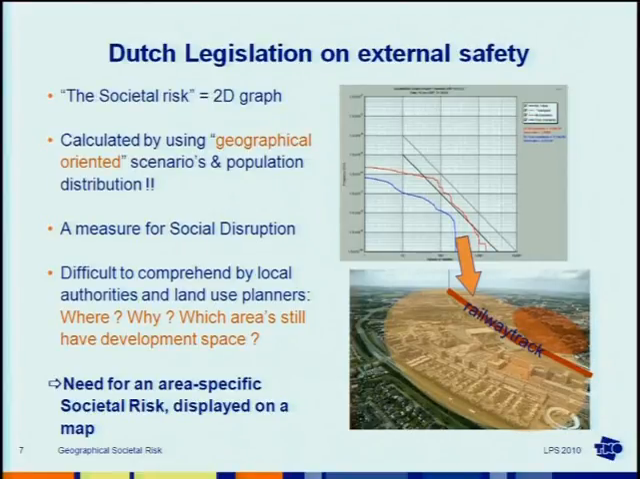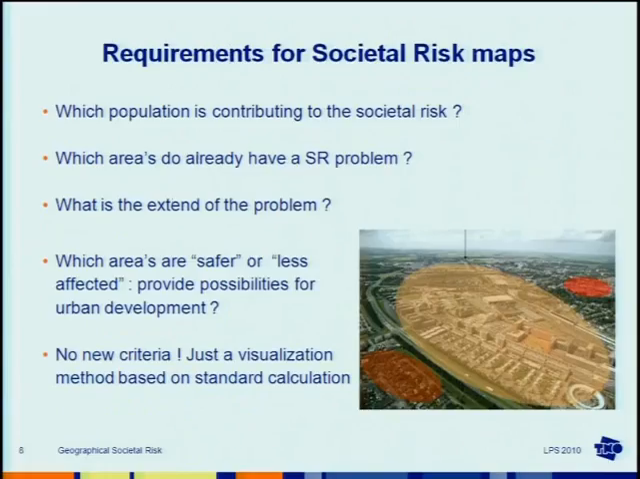So it was identified that we needed a way to present societal risk on a map. Land use planners are always talking with maps. They can illustrate and think in maps, geographically oriented information. So the Dutch authorities asked us to develop a method to present societal risk as a firm criteria on a map. But that leads to some requirements, because why are we doing this?